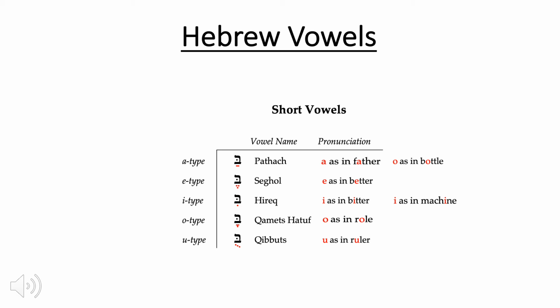Qamets is especially tricky because here we have the qamets hatuf, which is an O class vowel. There's also a qamets, which is a long A class vowel that you'll see on the next chart. In order to keep the two differentiated, and to remind myself that this short O comes from the O class or U class vowels and is an O type vowel, I pronounce it as the O in roll. The long A gets pronounced as more of an ah sound, very similar to patach. Qibbuts is a short U, although the short U and the long U are pronounced exactly the same in Hebrew, pronouncing them as the U in ruler.